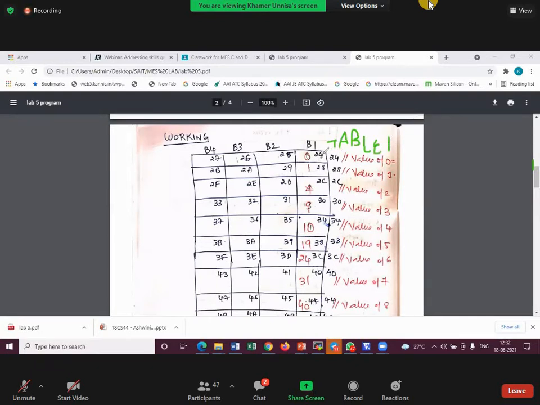Now 24, we know it is in the 4 bank format. So 24, 25, 26, 27. Next level is 28, 29, 2A, 2B. Next level is 2C.